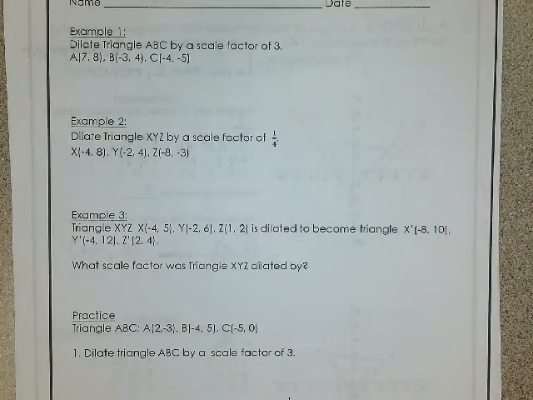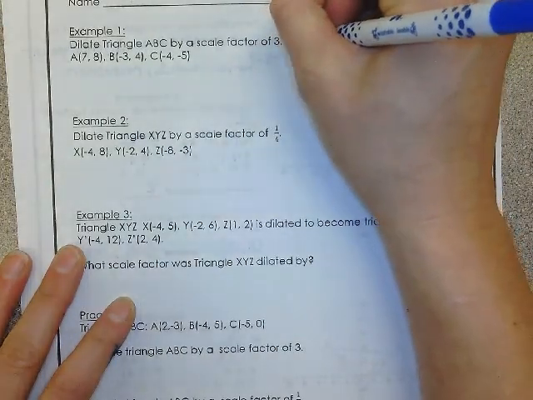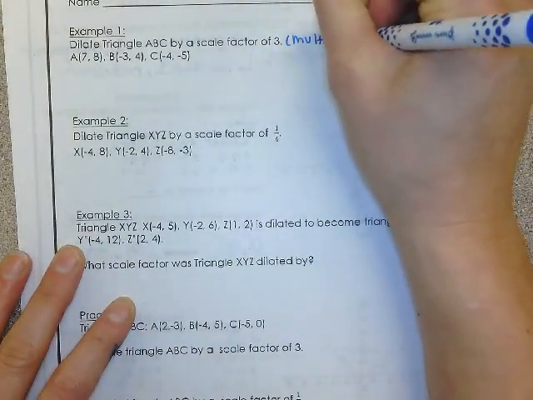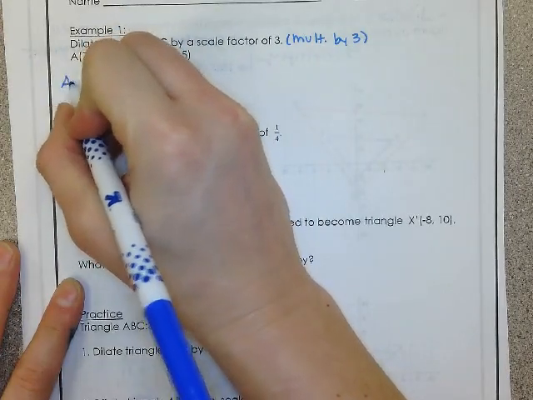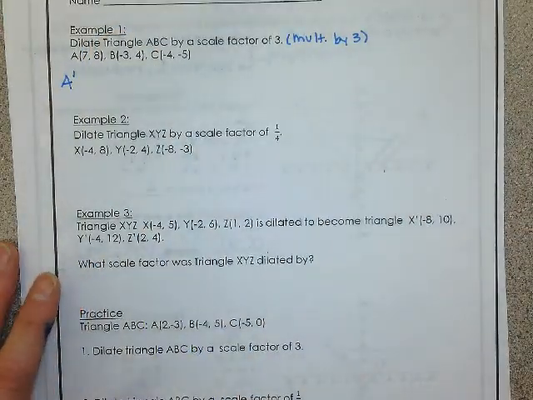All right, dilate the triangle ABC by a scale factor of 3. So what am I doing with that scale factor? Multiplying, right? So that just means multiply by 3. Multiply all your x's by 3 and all your y's by 3. Remember, when I change the shape, it now becomes a prime, right?